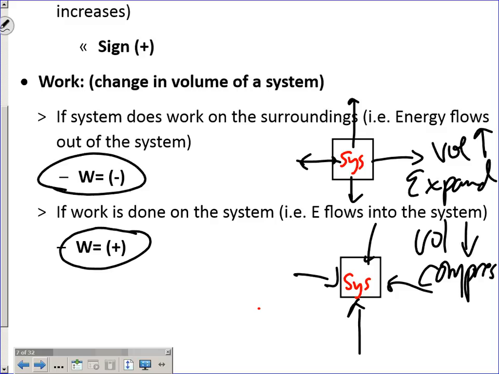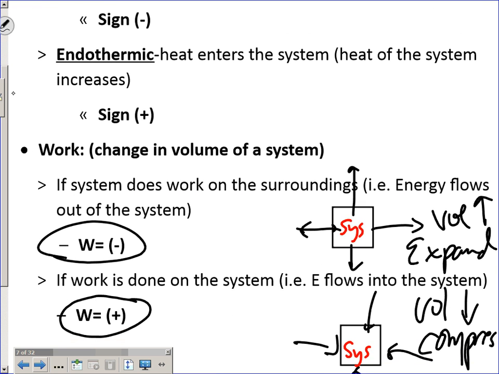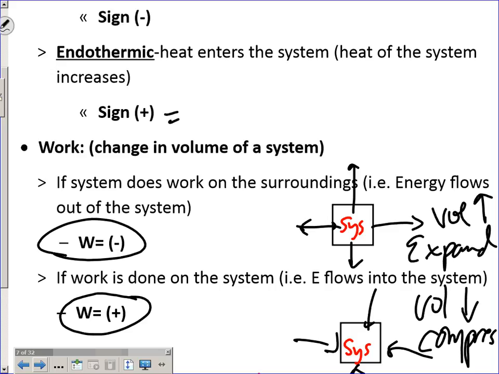So W is work. Q is heat, which I didn't write up here. But if the sign is positive Q, that's an endothermic reaction. And if the sign is negative Q, then it's an exothermic reaction. All right, so these are going to be things that we're using variables-wise in an equation. I think on the next slide here.